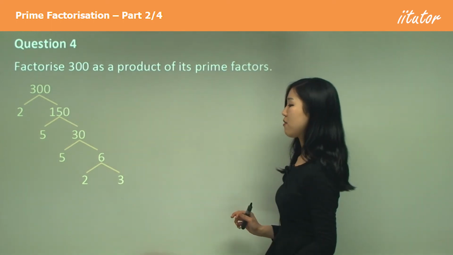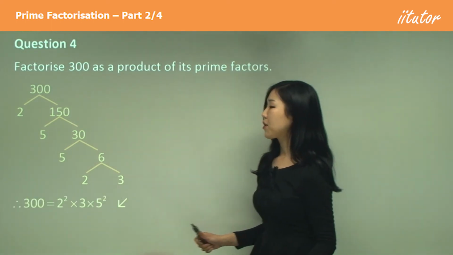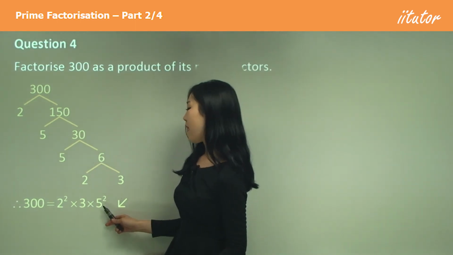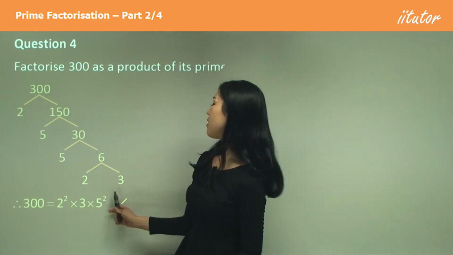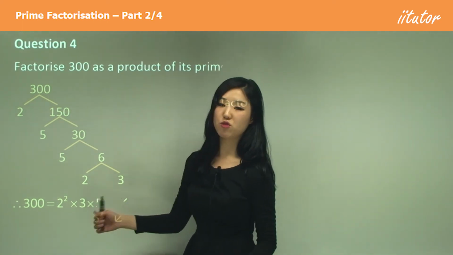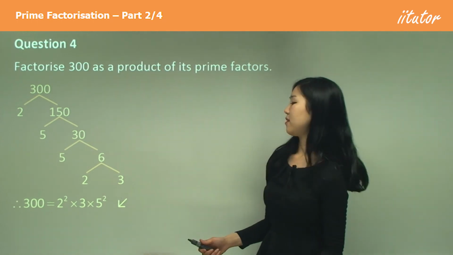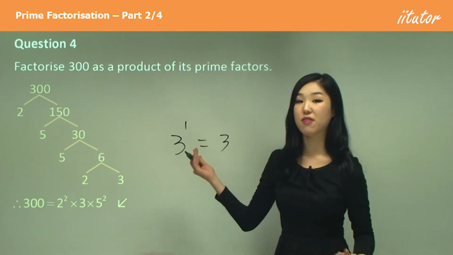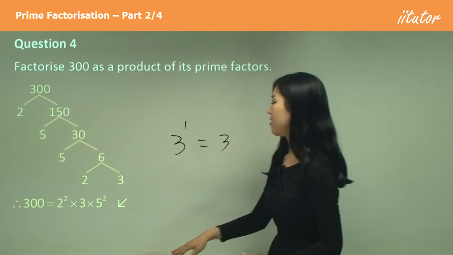So this time, how would you write it? I'm going to write it as 2 squared because there's 2 lots of 2s. Well, 5 squared because there's 2 lots of 5s. And 3 is just by itself, so it's 3 to the power of 1, which is just 3. Okay? So that's pretty much it. So just remember, guys, 3 to the power of 1 is just 3. You don't have to write the 1 there. Okay? So, yeah, just remember that.